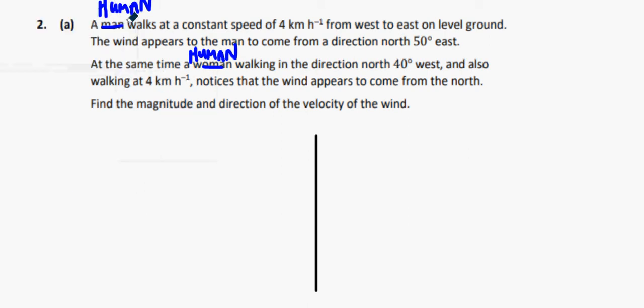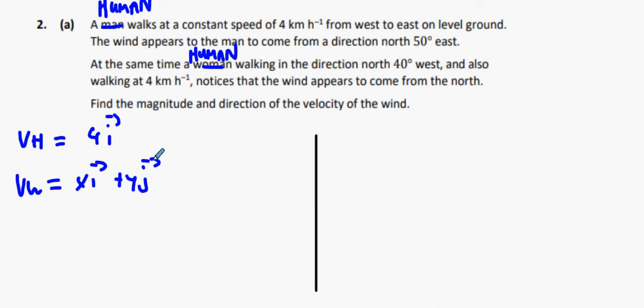A human walks at a constant speed of 4 kilometers an hour from west to east on level ground. So the velocity of the human is 4i. The velocity of the wind is xi plus yj. The wind appears to the human to come from direction north 50 degrees east.